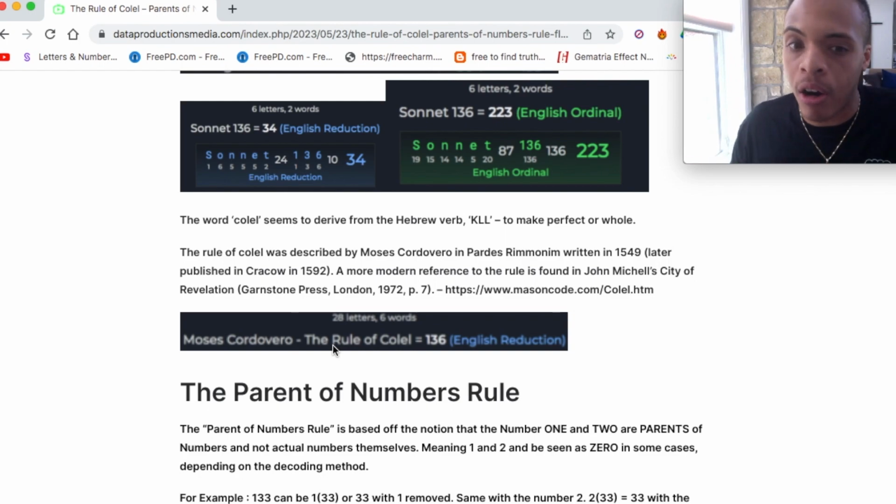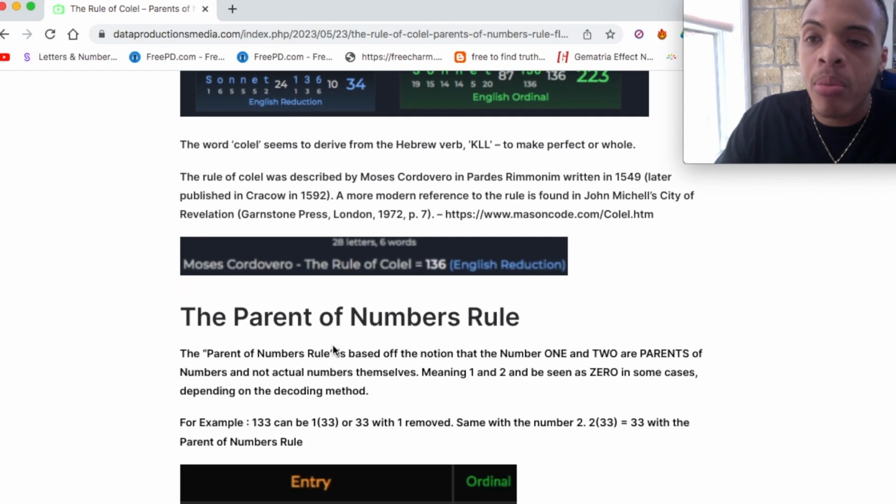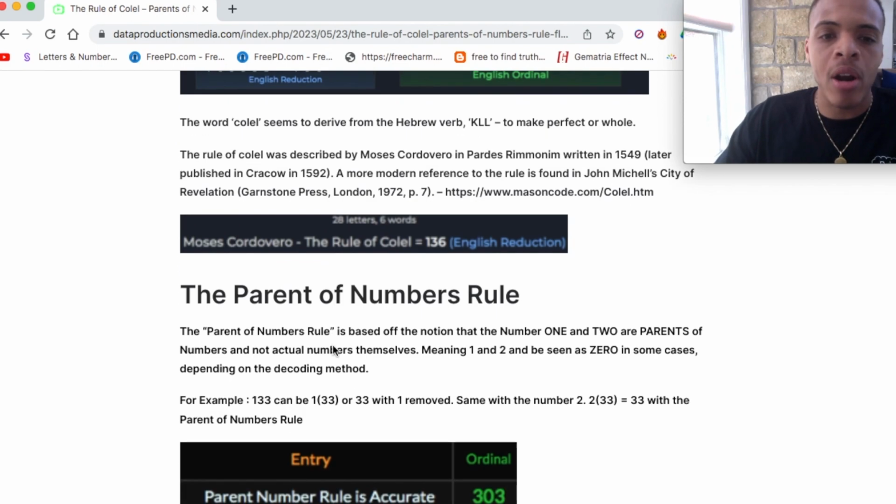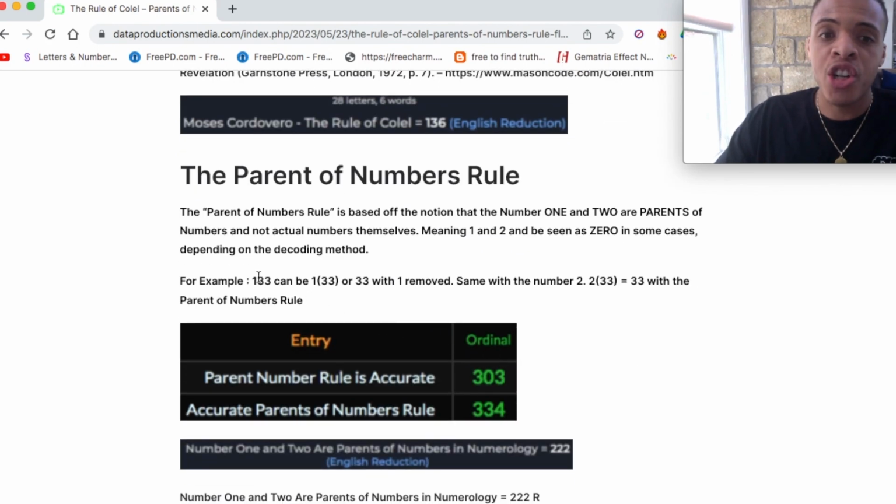The story tells itself. So now we have the parent of numbers rule, okay? And so the parent of numbers rule is based off the notion that the number 1 and 2 are parents of numbers and are not actual numbers themselves, meaning 1 and 2 can be seen as 0 in some cases, depending on your decoding method. I use this method a lot in my case, all right? So for example, 133 can be seen as 33. You could just take off that 1, with the 1 removed. Same with the number 2. 233 can be seen as 33 with the parent of numbers rule.